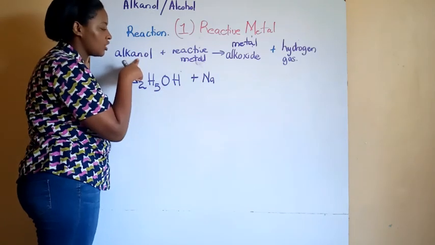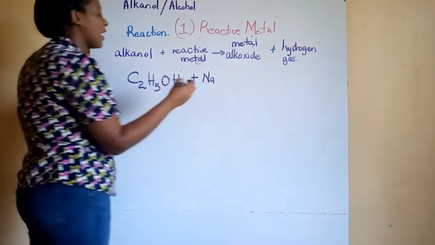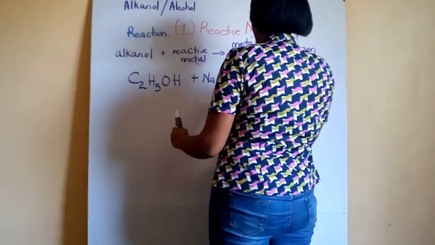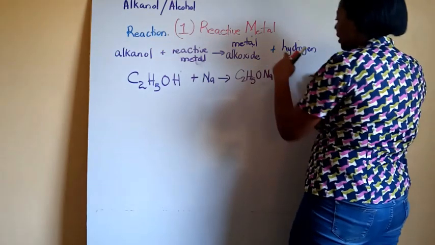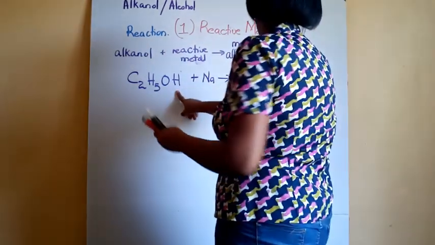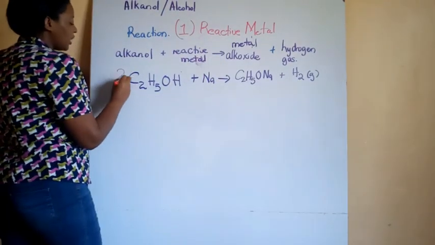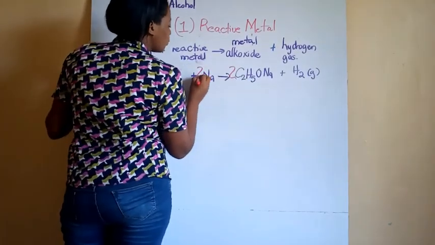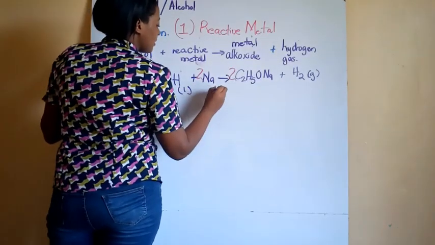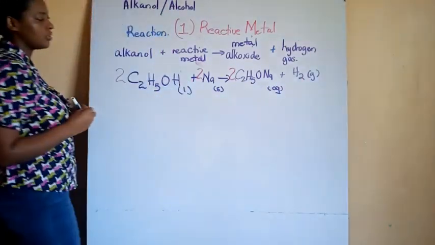So this H in the alcohol from the hydroxy group behaves like an acidic H, is replaced by sodium, and we will get C2H5ONa. Also, we get hydrogen gas forming, which is H2 gas. Because only one H comes off and we form H2, to balance this reaction, we are going to put a 2 here, a 2 here, and also a 2 in front of the sodium. This is a liquid, this is a solid, this is aqueous, and that is hydrogen.